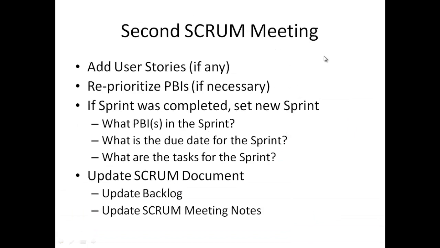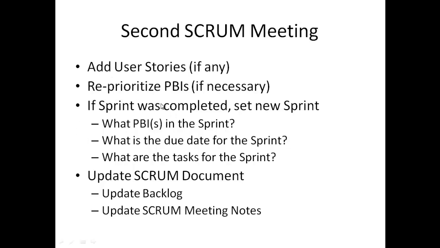Now at the second Scrum meeting, which might be a week later after that first Scrum meeting, they go through a process where, now that they've built some software, are there any other features or user stories that we want to add? Do we want to reprioritize the user stories or the PBIs? Are things more important now that we kind of understand some of the software we've built? If the sprint was completed, then what's our next sprint? What features should we build next?